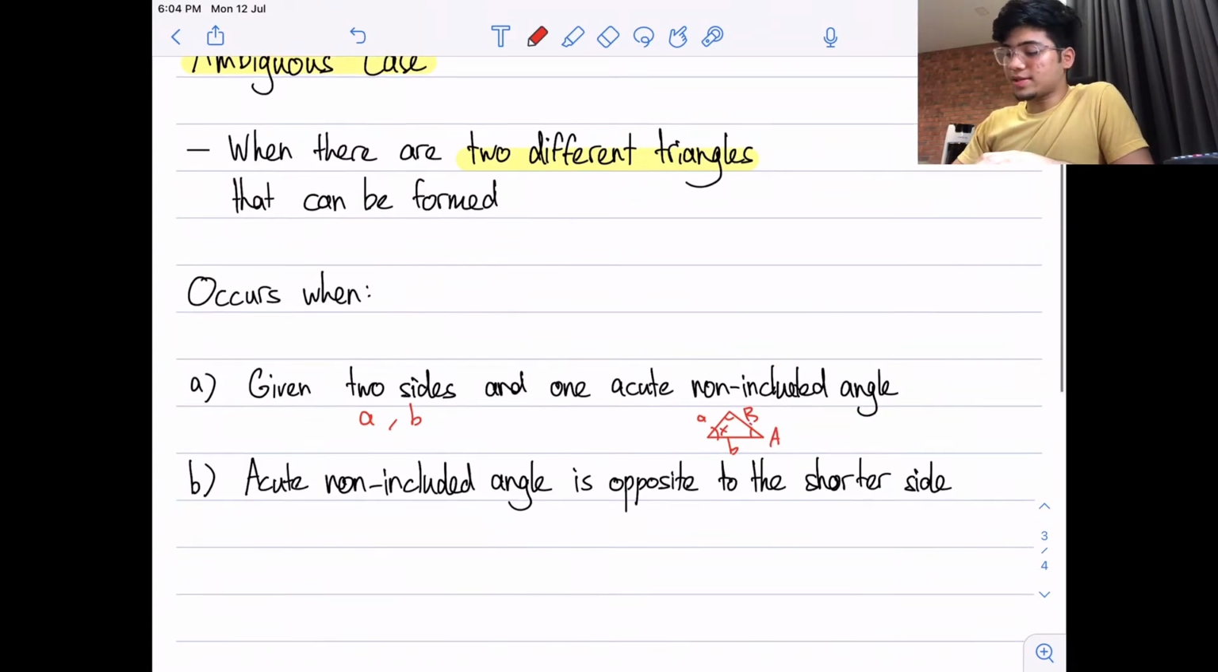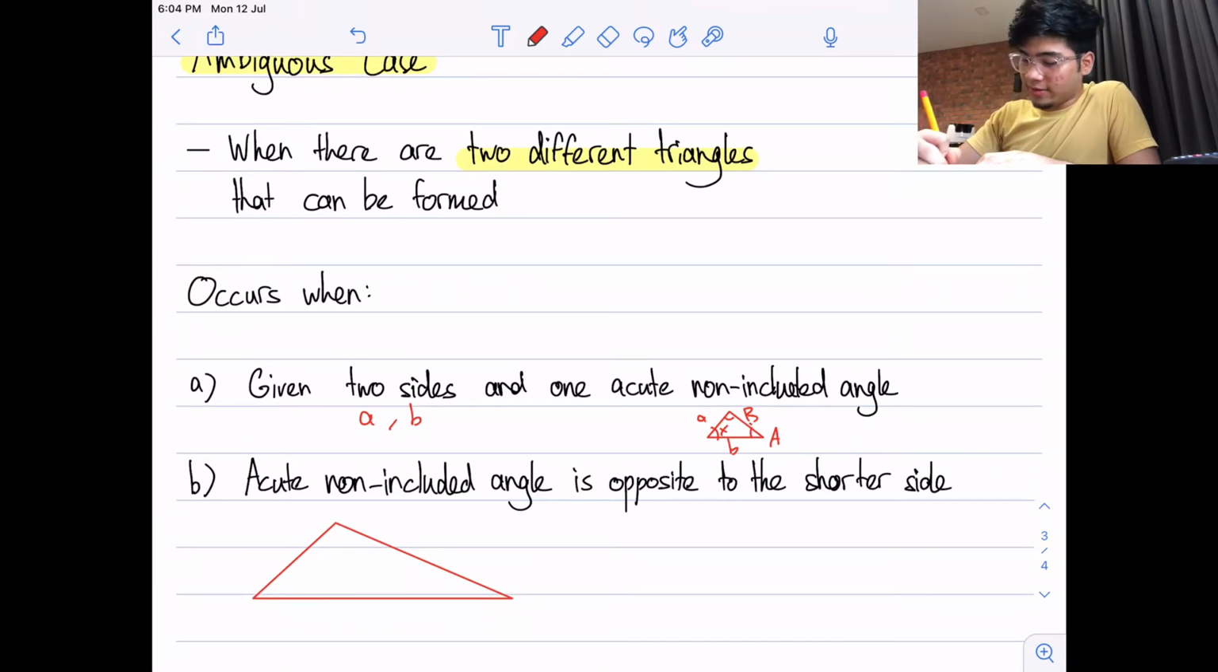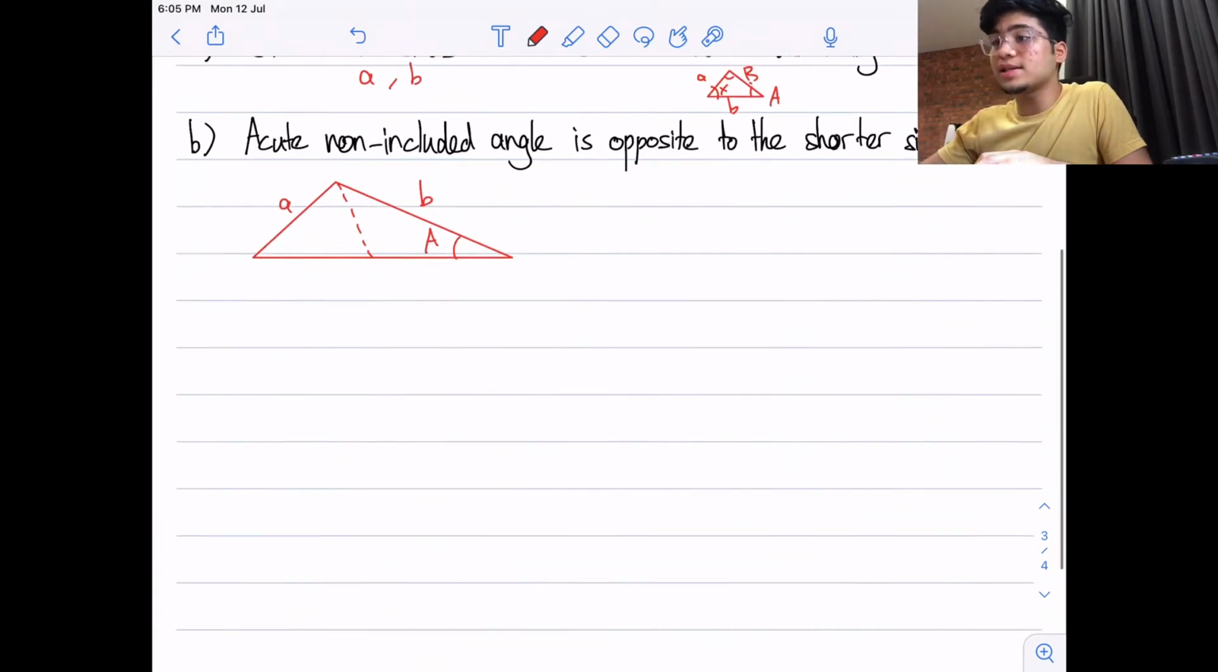Now the other thing is that the acute non-included angle is opposite to the shorter side. Let's say I were to draw a triangle, and they gave A and B. We know that A is the shorter side, shorter than B. And then they give you angle A over here. If angle A is opposite to the shorter side A, then you already know it's an ambiguous case, because by right, you can pull this A over here and it will still give you a different triangle. Alright, let's see an example question.